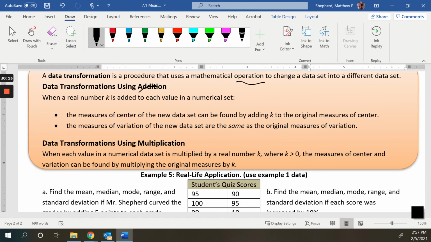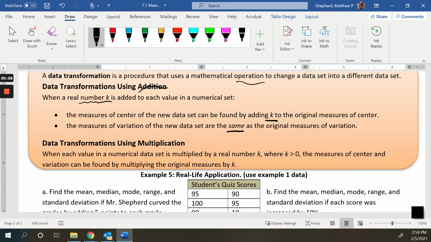So if you are using addition, when you add some number k to each value, the measures of center of the new data set can be found by just adding k to the original measures of center. So if all of my numbers are 20 bigger, well, then the average is going to be 20 bigger as well. Okay? The median will be 20 bigger as well. The mode, all those repeating numbers will all be 20 bigger, but they'll still be repeating, and those will be 20 bigger as well. The measures of variation of the new data set will be exactly the same.